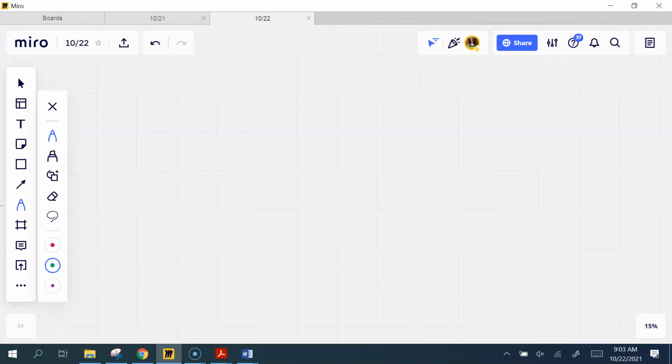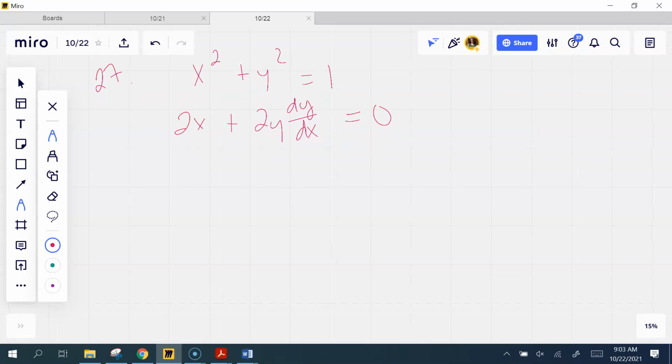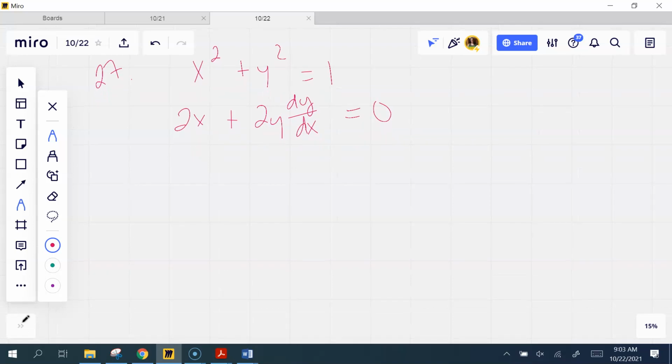Good. 27. Find the first and second derivative. All right. First derivative, so 2x plus 2y. Remember, I need the dy dx because I took the derivative of y, and now I am just going to get the dy dx by itself.